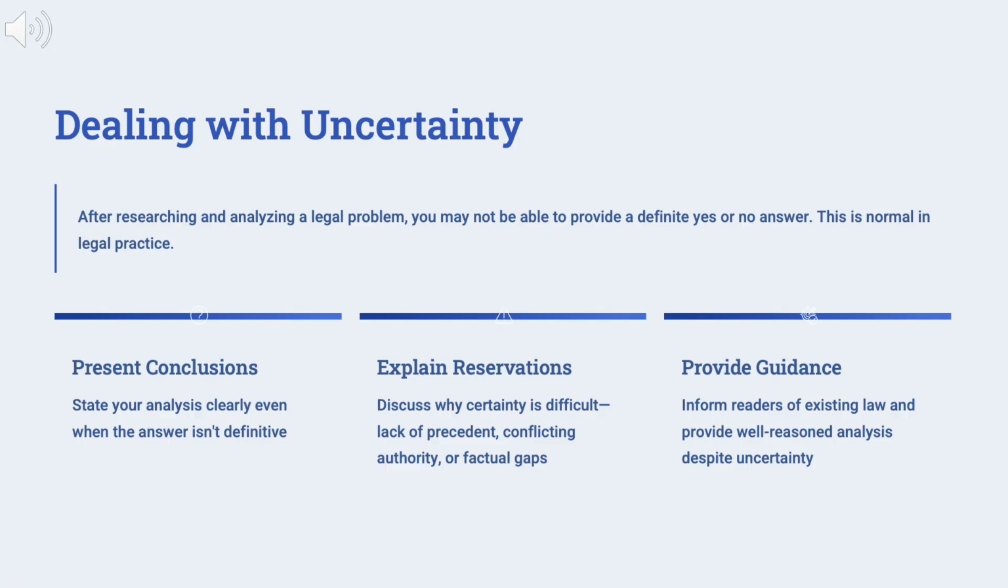An attorney who receives a memo that simply says the law is unclear has not been well served. The memo should provide the best reasoned analysis possible given available authority, even where certainty is not achievable. Clarity about uncertainty is itself a form of professional competence.